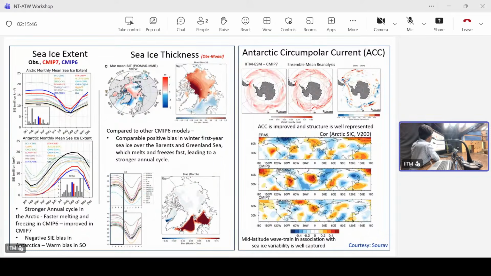And the mid-latitude wave train. So there is a polar and the monsoon teleconnection to get it well represented. The mid-latitude wave train has to be well represented in the model. That is also well represented in the current version of the model.